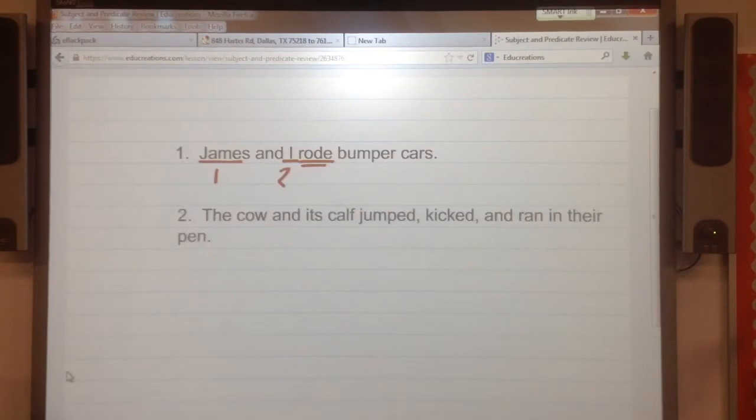Let's look at another sentence. Look at this next sentence. The cow and its calf jumped, kicked, and ran in their pen. Pause the video, copy it down, and see if you can find the simple subjects and simple predicates.